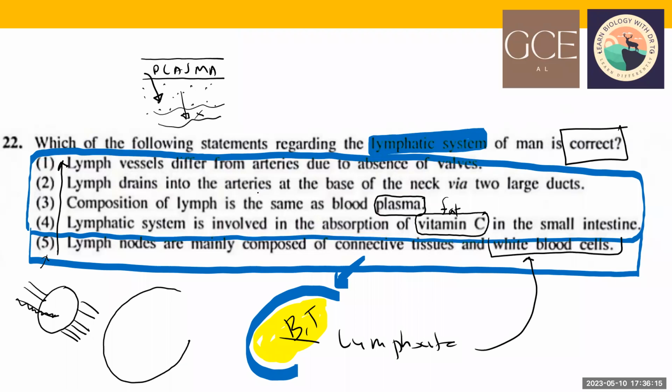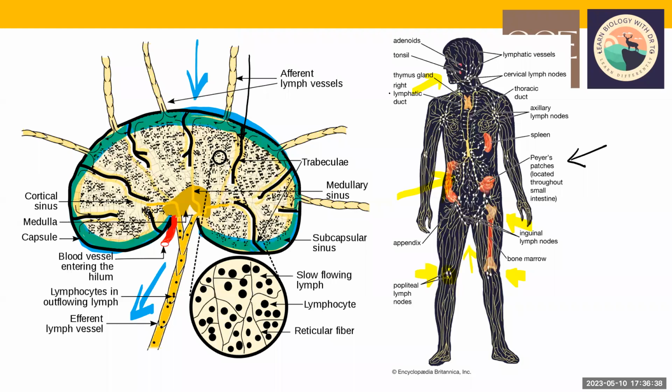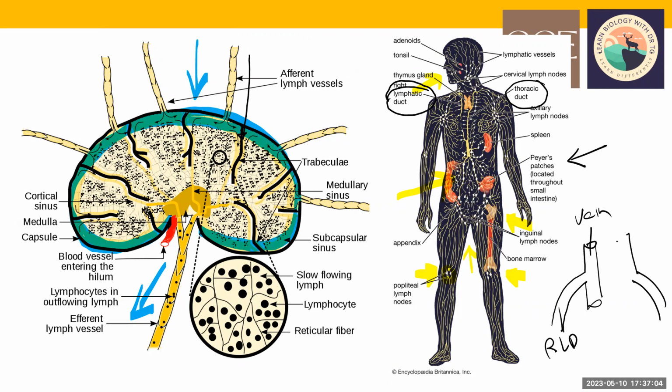Now, lymph drains into the arteries at the base of the neck via two large ducts. Now I reiterate, lymph vessels connect to the veins. At the end, it connects to the veins, not the arteries. This is wrong. There are two ducts: the right lymphatic duct and the thoracic duct. The right lymphatic duct is this, and it connects to the vein. Sorry, vein, right? This is the vein. On the other side, the thoracic duct is connected to the other side of the vein. Right lymphatic duct, thoracic duct. So they're connected to the veins, and it isn't connected to the arteries.